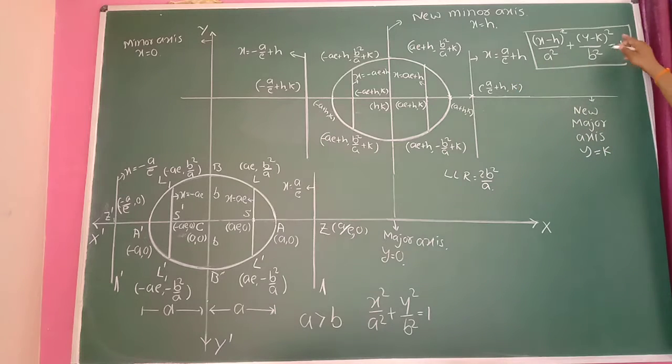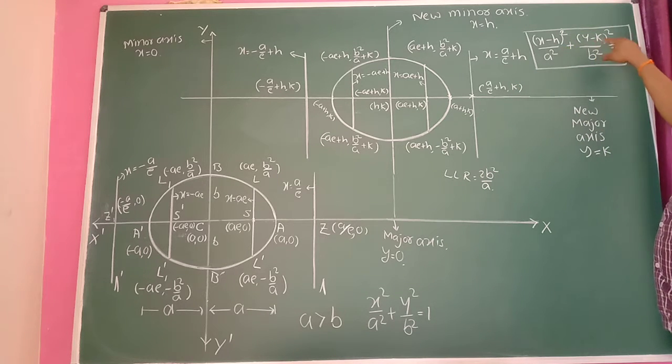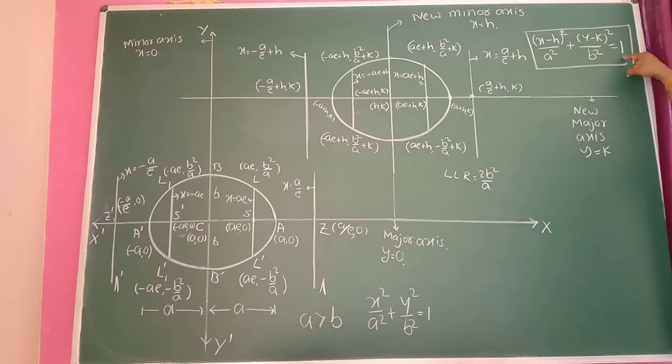In that case, the equation of the ellipse is (x minus h) whole square by a square plus (y minus k) whole square by b square is equal to 1. So these are all very important results. For solving examples, you must know all these results. Okay.